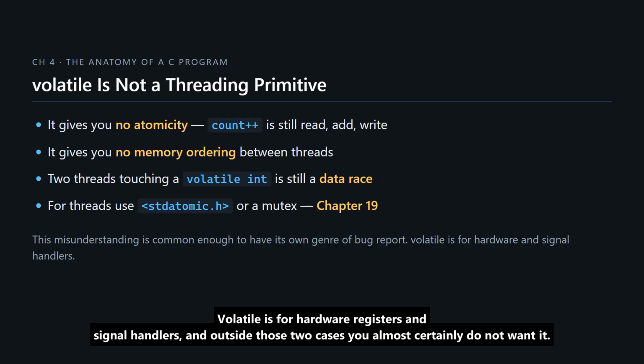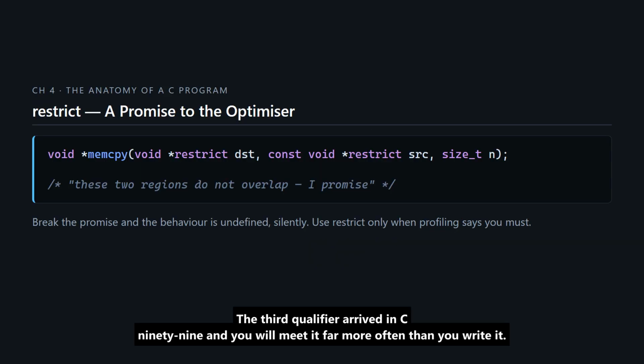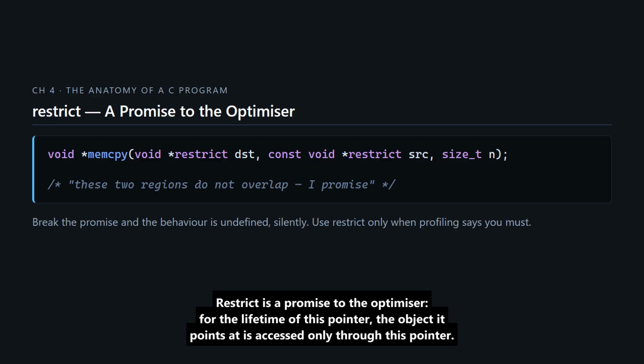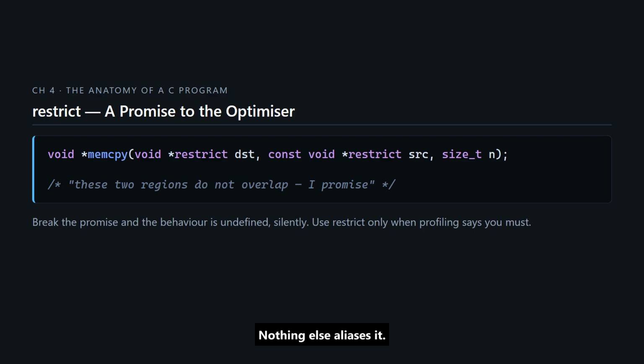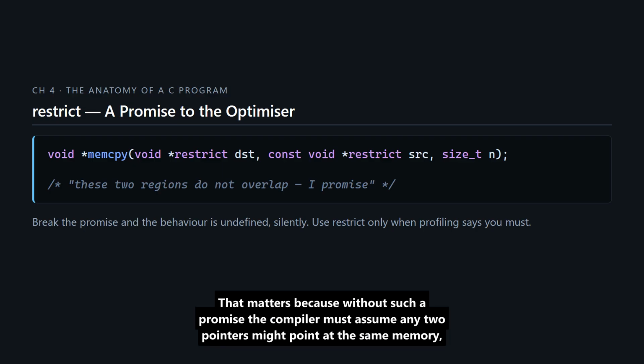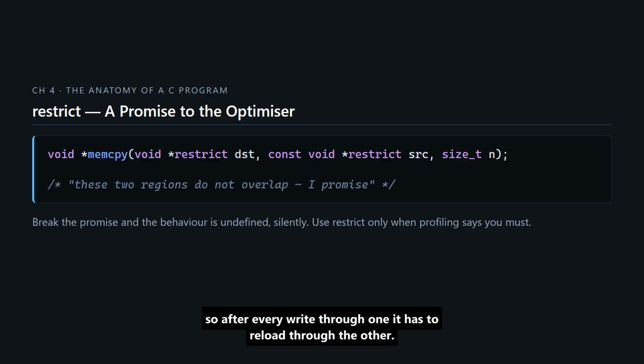The third qualifier arrived in C99, and you will meet it far more often than you write it. Restrict is a promise to the optimizer for the lifetime of this pointer. The object it points at is accessed only through this pointer. Nothing else aliases it. That matters because without such a promise the compiler must assume any two pointers might point at the same memory. So after every write through one it has to reload through the other. Say so, and it can keep values in registers and vectorize the loop.